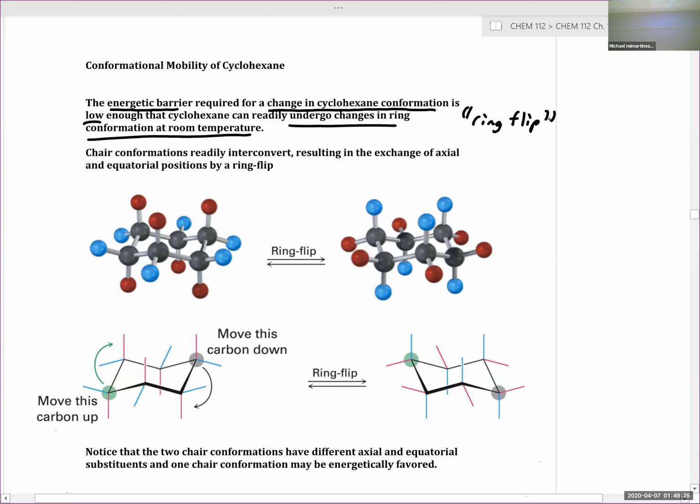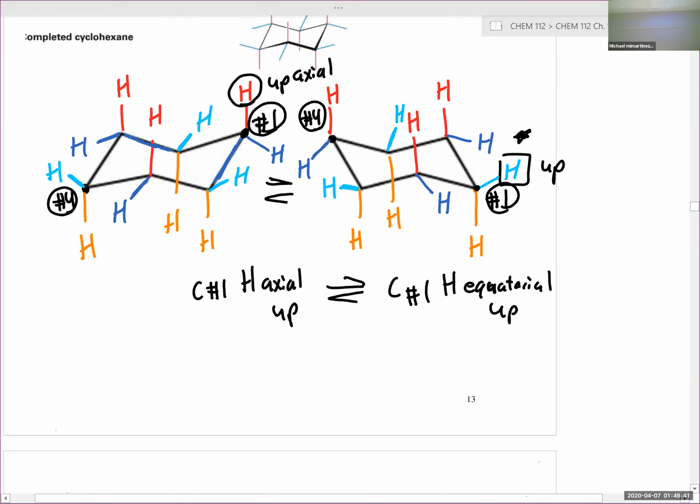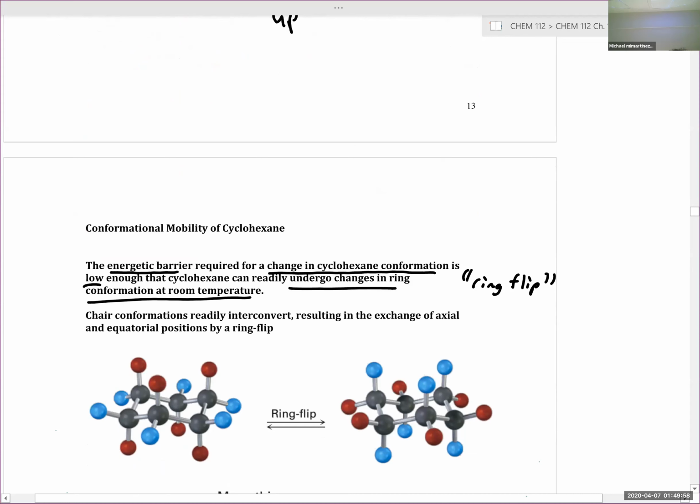Now, when our cyclohexane, so the main reason why the hydrogen on carbon number 1 changed from axial to equatorial is that these two chair conformations are before and after a ring flip. And during a ring flip, all of your axial substituents are converted to equatorial substituents. And that's actually what we're going to talk about and expand on now.